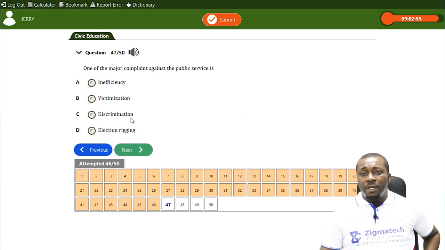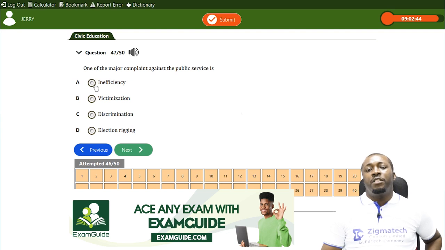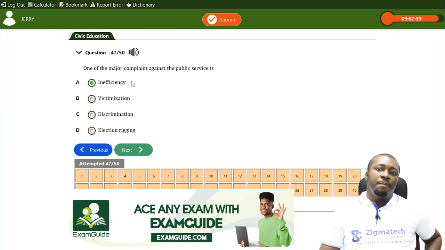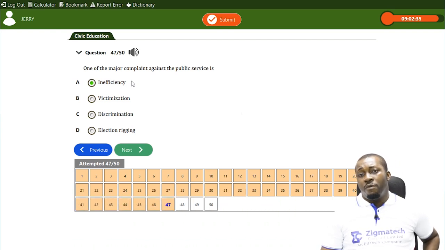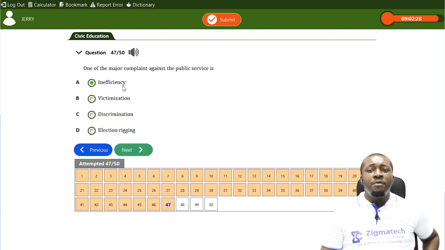The C says discrimination is not really a problem there. B says victimization. Yeah, there is. The people are not victimized in the public service. Now, rather, inefficiency. Now, their inefficiency is coming from, one, negative attitude to work of workers, so they don't take their work seriously. And also, it's coming from the problem of bureaucracy, which is excessive dependence on routine.